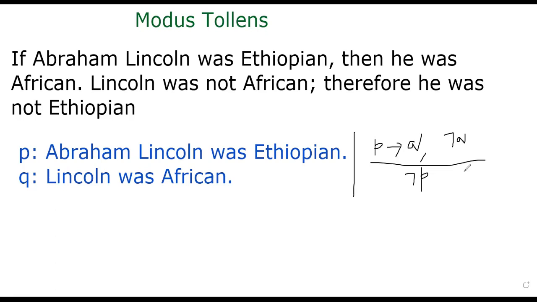If Abraham Lincoln was Ethiopian, then he was African. Lincoln was not African, therefore he was not Ethiopian. So from a conceptual understanding point of view, we can convince ourselves this is correct.